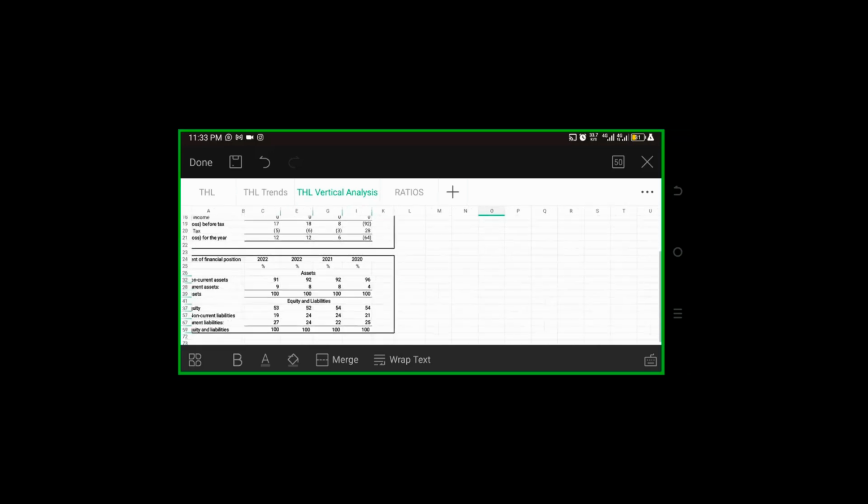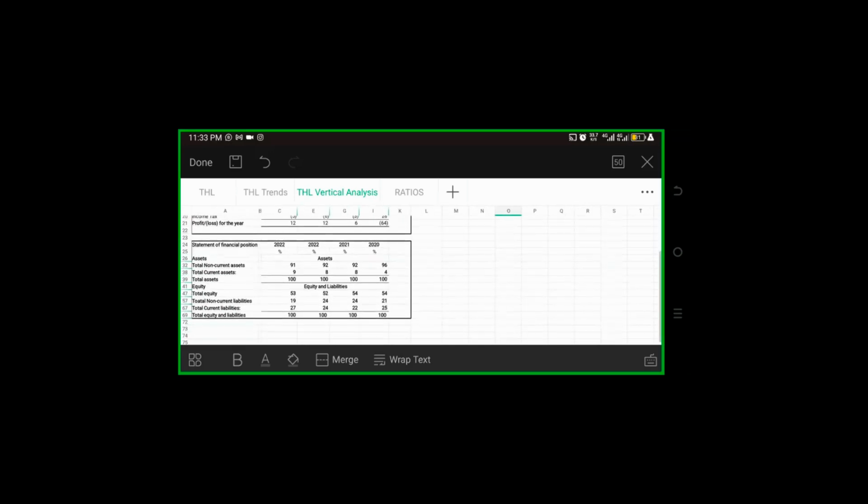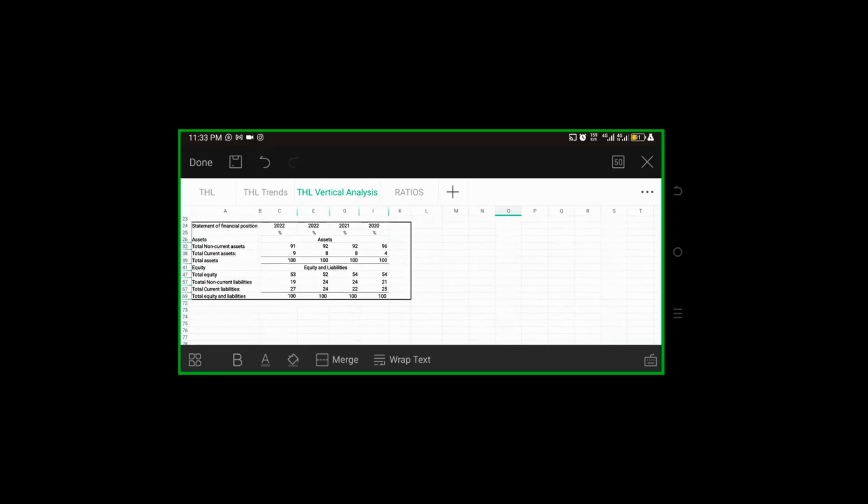Okay, now let's look at their financial position. If you look at their financial position, this is the history of their financial position. There are two things that make up the financial position: the balance sheet. That's why we call it the balance sheet. The value of the assets on the balance sheet must be equal to the capital.